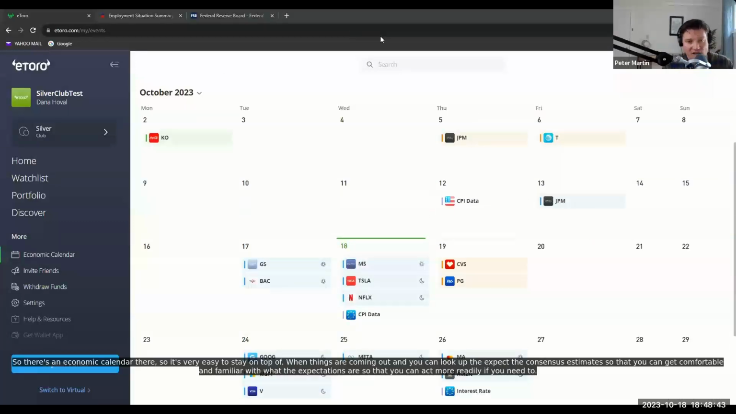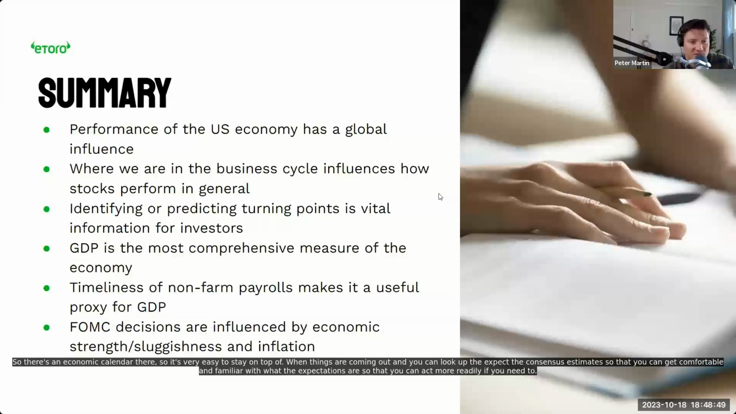So there's an economic calendar there. So it's very easy to stay on top of when things are coming out, and you can look up the consensus estimates so that you can get comfortable and familiar with what the expectations are, so that you can act more readily if you need to.